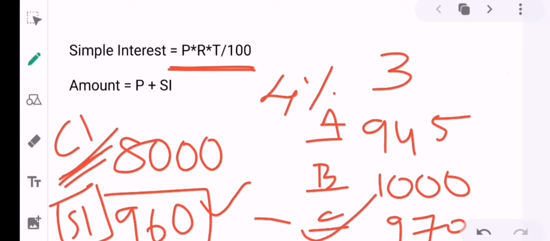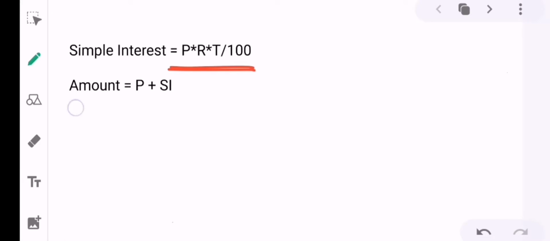All you have to find out is the closest answer. You do not have to find the exact answer, and nobody is going to ask you which method you used. So simply use this and save time. Now you know what simple interest is. Let's find out what amount is.